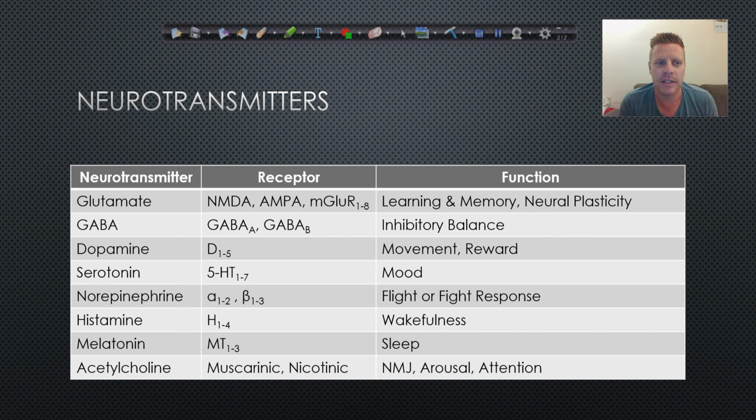Also listed here are several other major neurotransmitters and their functional role in the brain. And throughout the semester, we'll be going over these in much more detail.